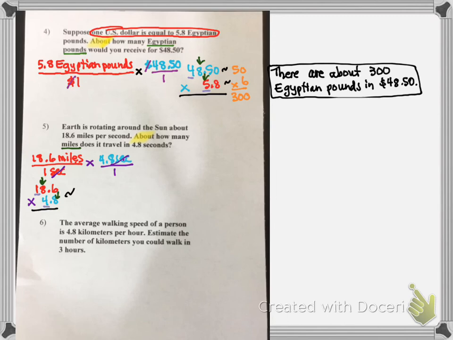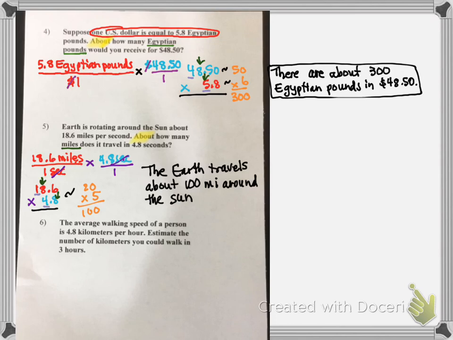And 8 is big enough to round the 1 up to a 2, so I get about 20. And the 8 is big enough to round the 4 up to 5. So I get 20 times 5 is 100. So my conclusion would be the Earth travels about 100 miles, and abbreviate miles to mi, around the sun in 4.8 seconds.